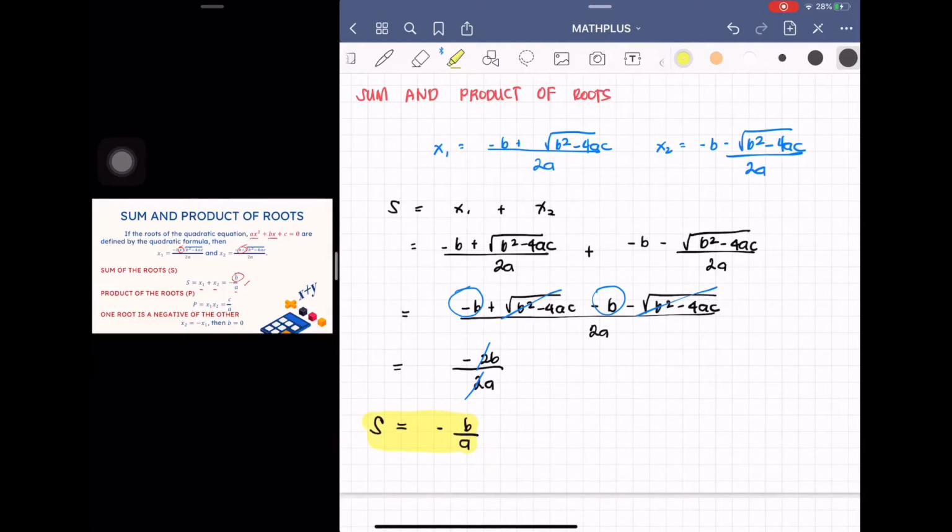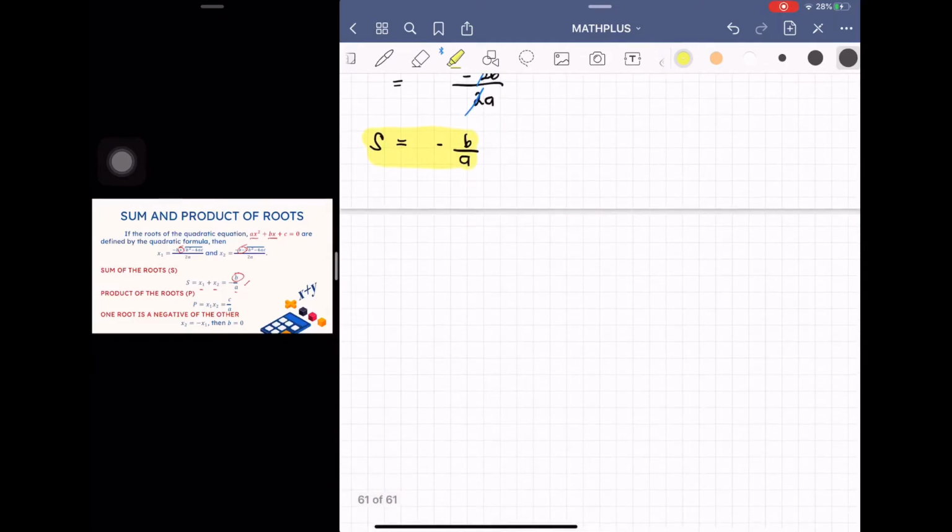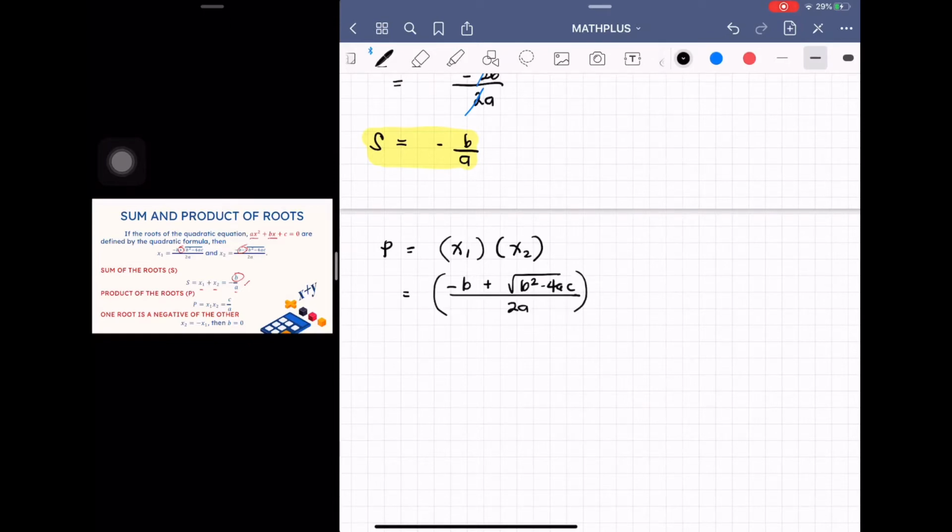For the product of the roots, if we are asked to take the product of the roots, that's simply solving for x sub 1 multiplied by x sub 2. So again, substituting the values of x sub 1, that's negative b plus the square root of b squared minus 4ac all over 2a, we are going to multiply this by negative b minus the square root of b squared minus 4ac all over 2a.